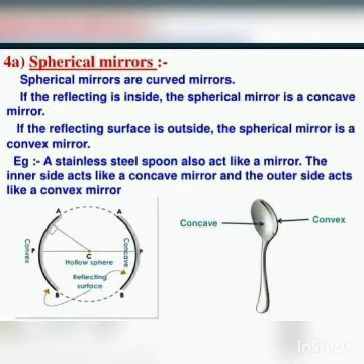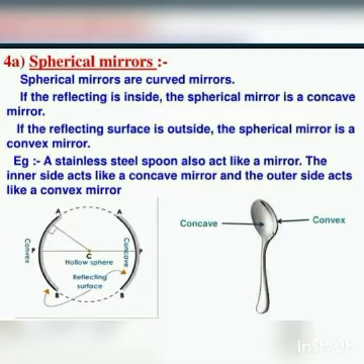So next we see what is meant by a spherical mirror. Spherical mirrors are curved mirrors. If the reflecting surface is inside, the spherical mirror is a concave mirror. If the reflecting surface is outside, the spherical mirror is a convex mirror. So a spherical mirror can be divided into two types, concave and convex. Reflecting inside means concave. Reflecting outside means convex.